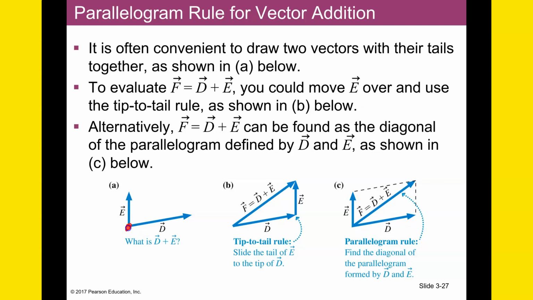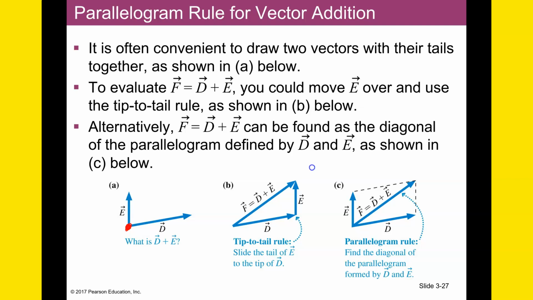To evaluate the result, which we might call F, which is D plus E, you could move E over and use the tip to tail rule, which I call the tail to head rule, or head to tail. So you're putting the tail of E on the head of D. So here's D, and you're adding E by putting it tail to head, and then the result starts where D started and stops where E stops. And that's the result, F. That's kind of the typical way we do it. That's what I normally do, is I imagine it that way and do it that way.